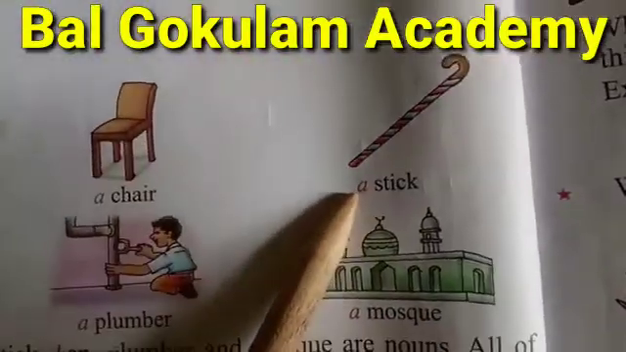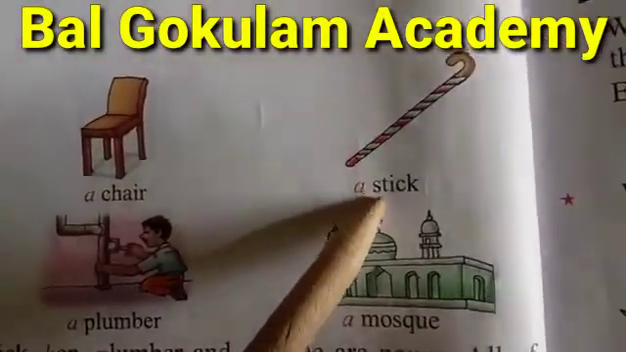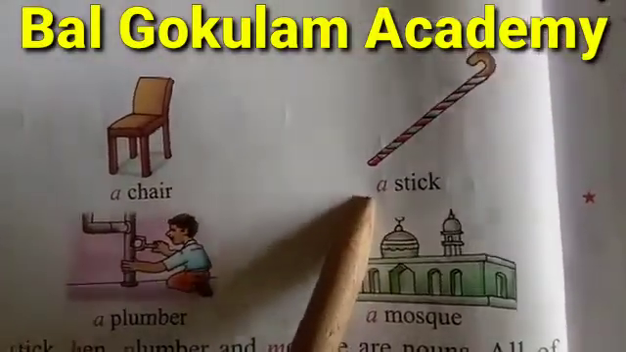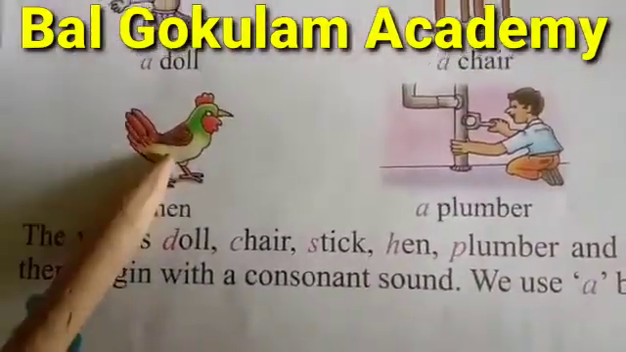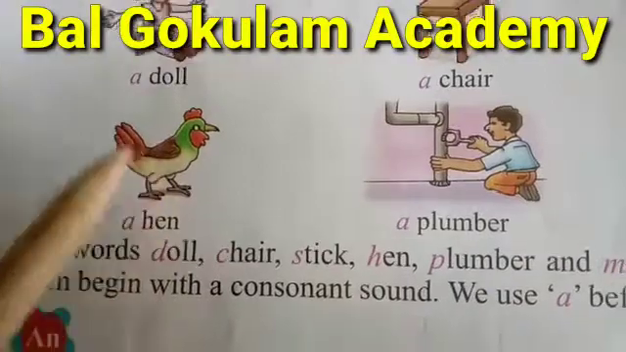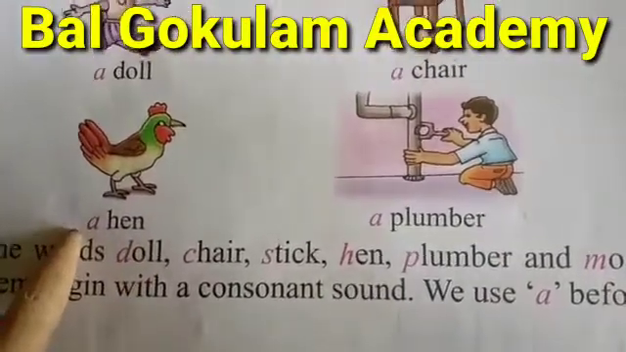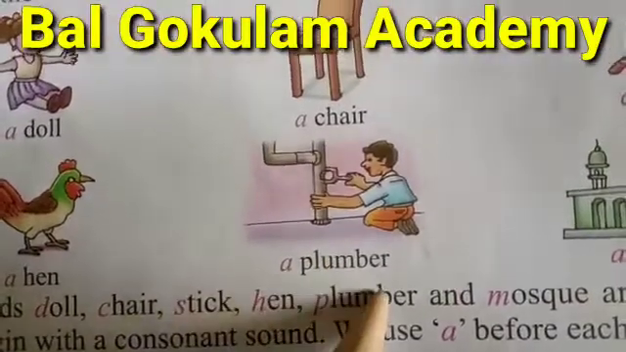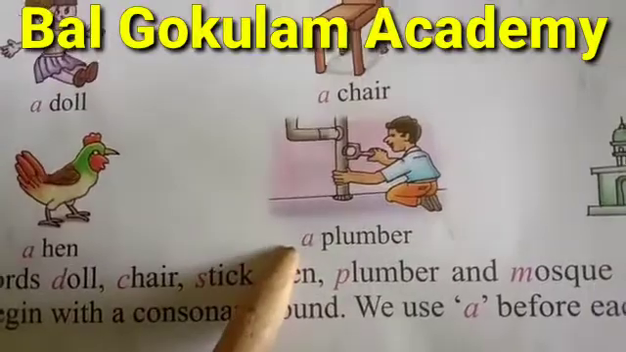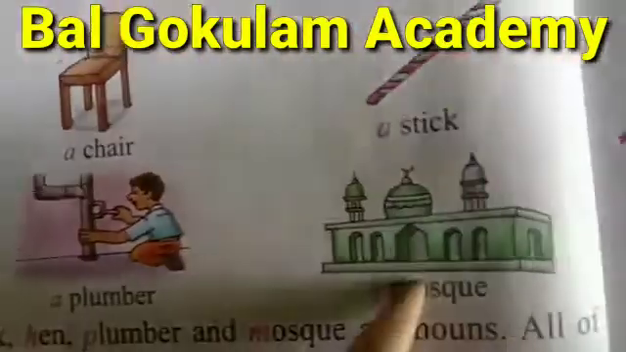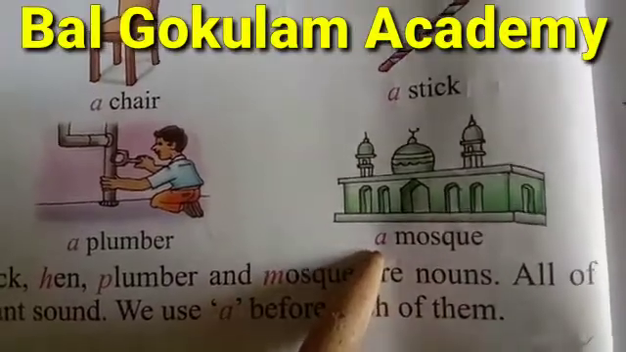This is stick. Stick is only one stick and S is a consonant. So, we put the article A. This is hen. It is one hen and H is a consonant. So, we put here A. Plumber. P is also a consonant and we put here A. This is a mosquito. M is also a consonant. So, we put here A.